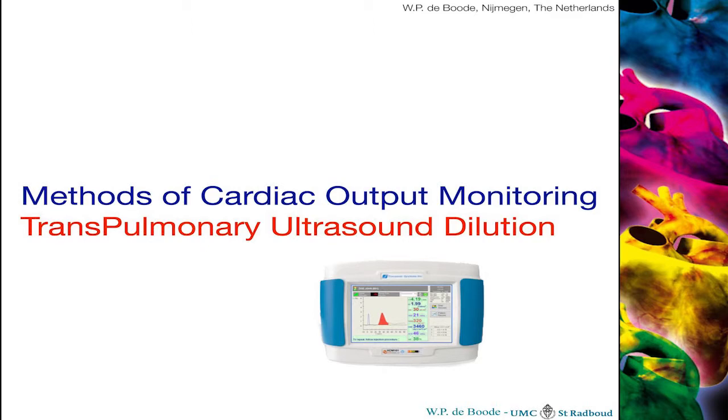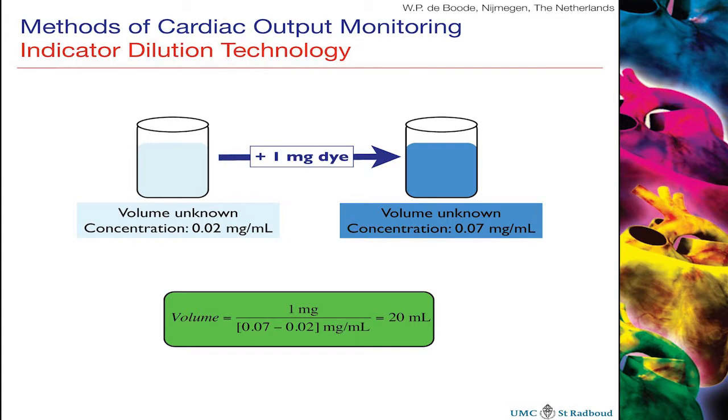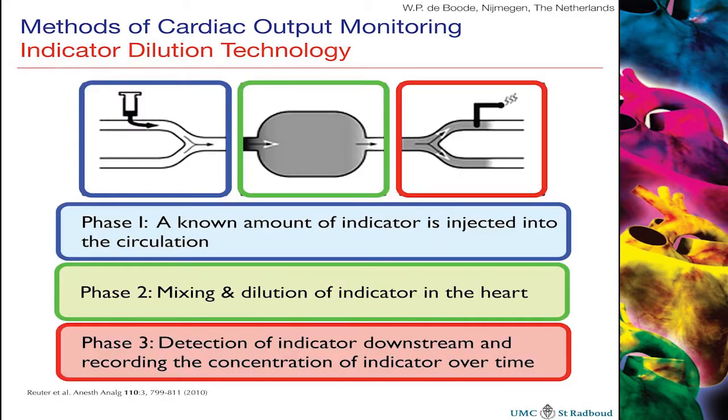Brings me to the transpulmonary ultrasound dilution. When you've got an unknown volume but with a known concentration and you add a known amount of dye, you will get a new concentration and you can calculate the volume out of this. So this is used in the indicator dilution technology.